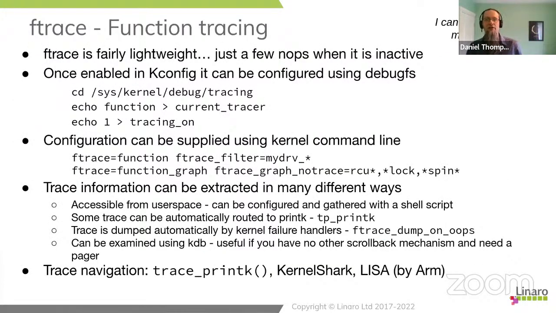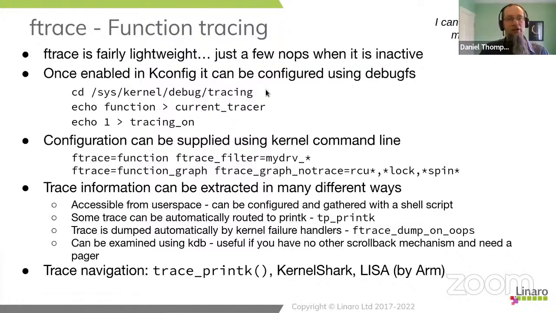So some quick ideas about how to do it. Like I say, ftrace has almost no cost when it's disabled because those no-ops are very difficult to discover. Once you have got it enabled in your Kconfig language, you can configure it from debugfs. It doesn't require any specific tools at all.